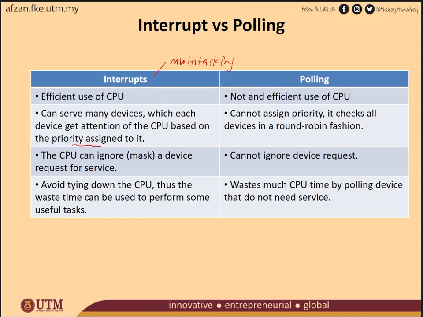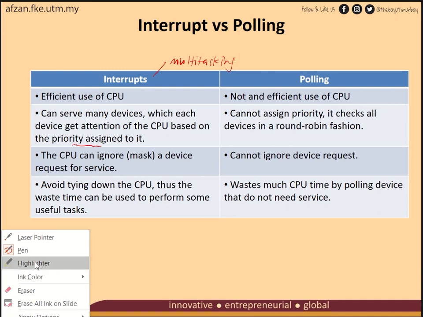Okay, next is the CPU can ignore or mask a device request for service. Means that, for example, you currently run a task A, but suddenly you are going to interrupt with a task B, but the CPU can ignore task B. It says, okay, task B cannot execute now. So what happens is task A will continue. This is what we call ignoring a device request.